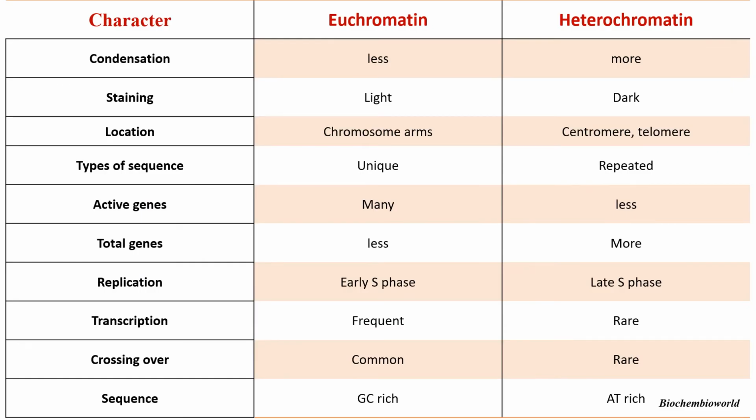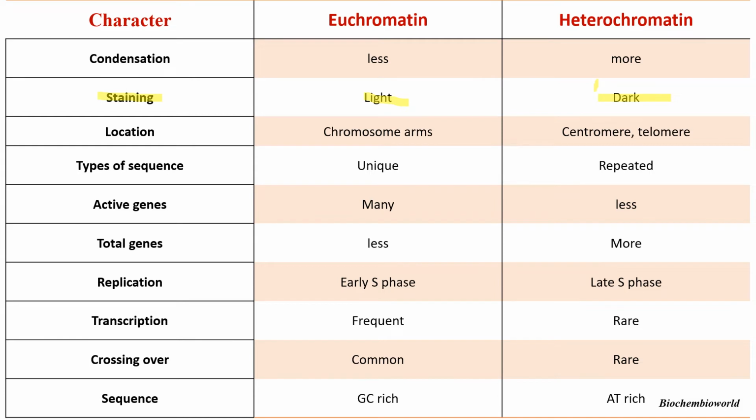This slide shows the detailed differences between the euchromatin and heterochromatin parts of the chromatin, the condensed form of our DNA. Condensation in euchromatin is less, as I have already shown in the last slide. The packaging of the nucleosomes is very loose, whereas in heterochromatin it is very dense. As for staining, euchromatin is lightly stained, whereas heterochromatin is usually darkly stained.